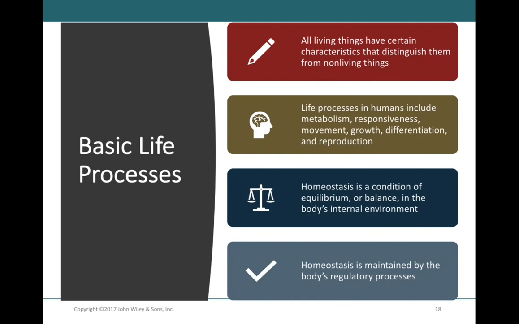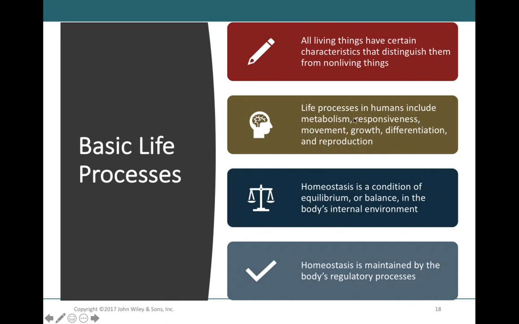Next up is going to be talking about the basic life processes. So what the basic life processes are referring to are essentially the characteristics that allow us to distinguish living things from non-living things. So we have 6 basic life processes. We have metabolism, responsiveness, movement, growth, differentiation, and reproduction. Some of these are going to be a little bit more straightforward than others. For example, responsiveness is essentially the ability for an organism to respond to some type of stimuli. Reproduction, of course, is being able to reproduce.